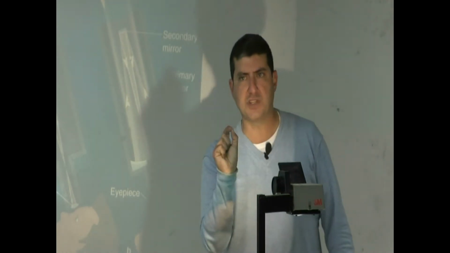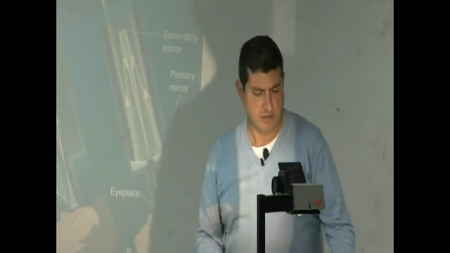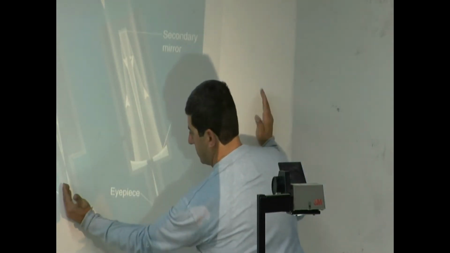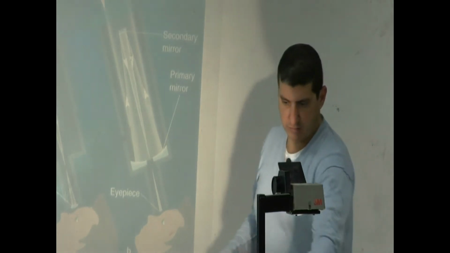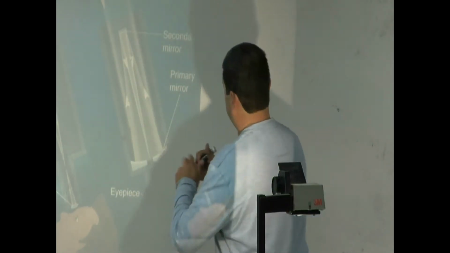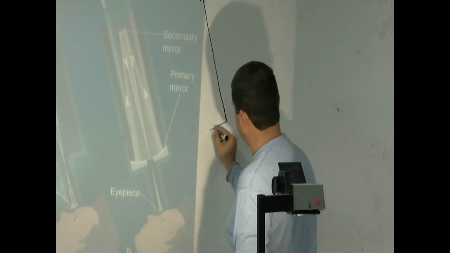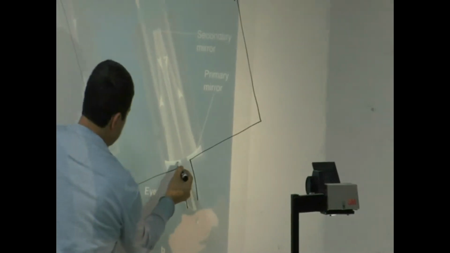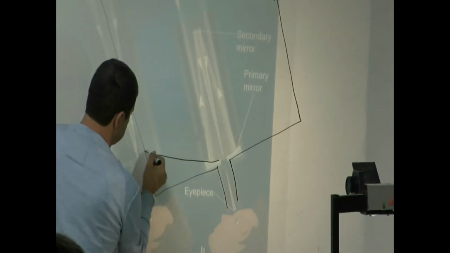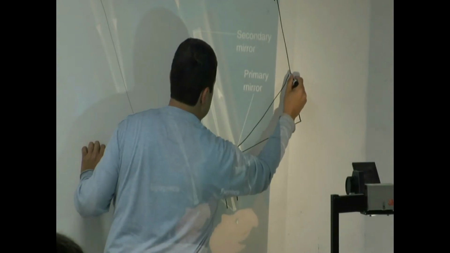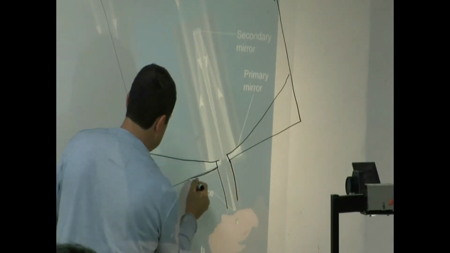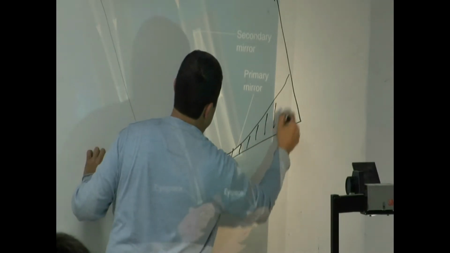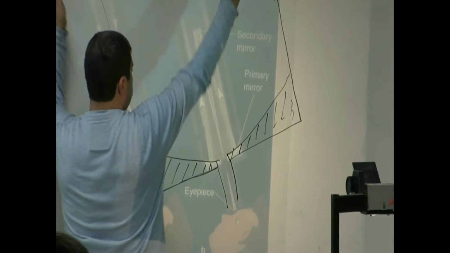So right off the bat, you see one of the main advantages. You can build this bigger and bigger and bigger. You can build it bigger, like this. Imagine you build one this big. The only difference is the mirror is going to be like this, and the aperture is going to be much wider.